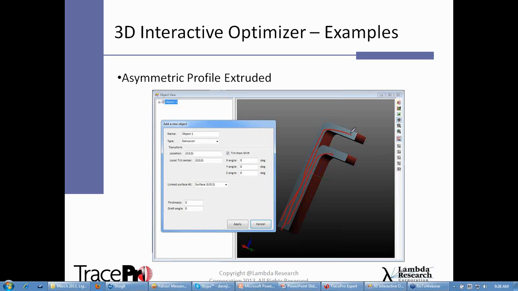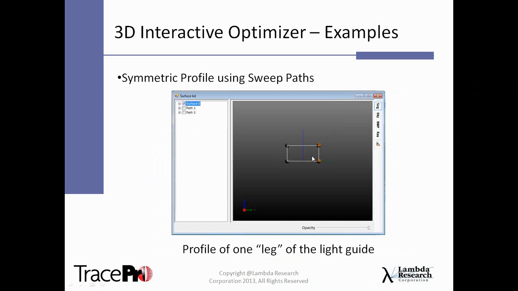So for doing this with sweep paths, we're going to define the profile of one leg. In this case, this is 5 millimeters by 2.5. So when I add the two legs together, the end of my light guide, or the entrance end of my light guide, will be 5 millimeters by 5 millimeters.